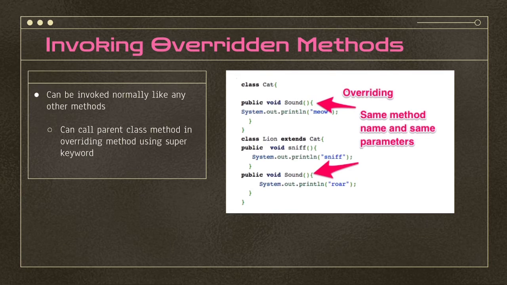Overridden methods can be invoked normally like any other methods. We can also call the parent class method in the overriding method using the super keyword. If we look at this example, we can see that there are two methods with the exact same name and parameters. This is what we call overriding.